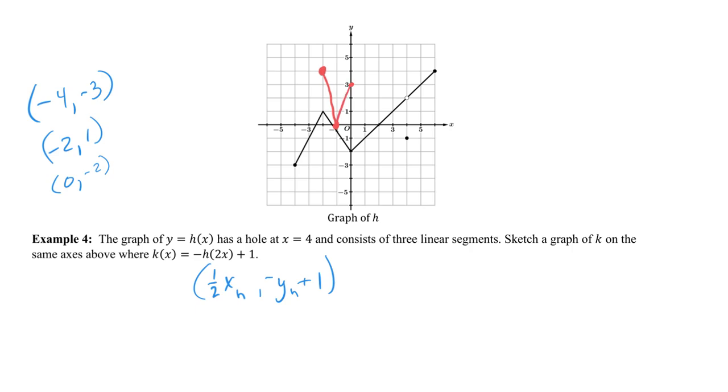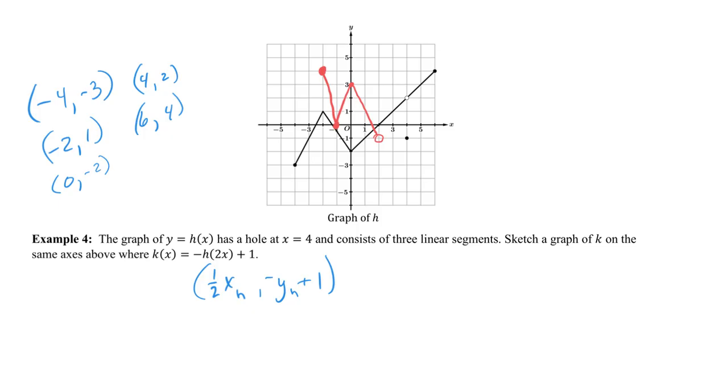So I don't have any more v's, so let's jump to the hole, all right? What is the hole? The hole is 4 comma 2. So if my hole is at 4 comma 2 on h, where is it on k? Well, let's cut our x in half. That's a 2. Make the y negative. Negative 2 plus 1 is negative 1. So 2, negative 1 is where the hole is going to be. So I can come down here. And our last point is, what is that? 6 comma 4, right? Let's cut the x in half. That's a 3. Make it negative.